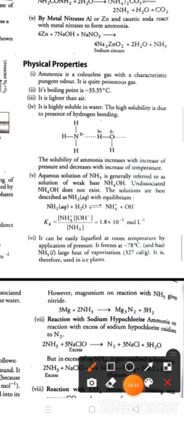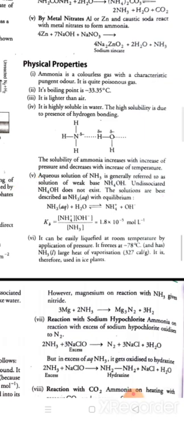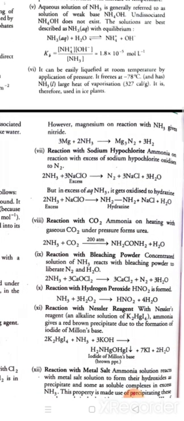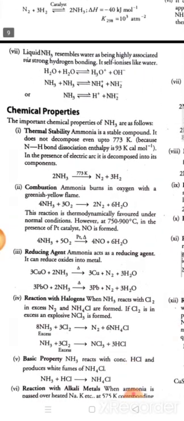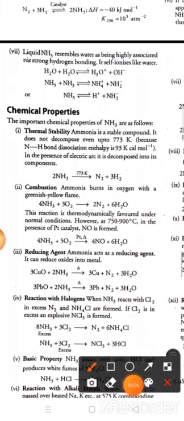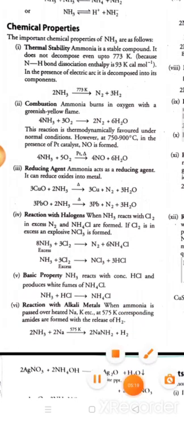The aqueous solution of NH3 is generally referred to as a solution of a weak base. So it will form a weak base after dissolution in water. It can easily be liquefied at room temperature by the application of pressure, and it freezes at minus 78 degrees C. Liquid ammonia resembles water as being highly associated by strong hydrogen bonding. So it is self-ionized like water. It behaves as water.